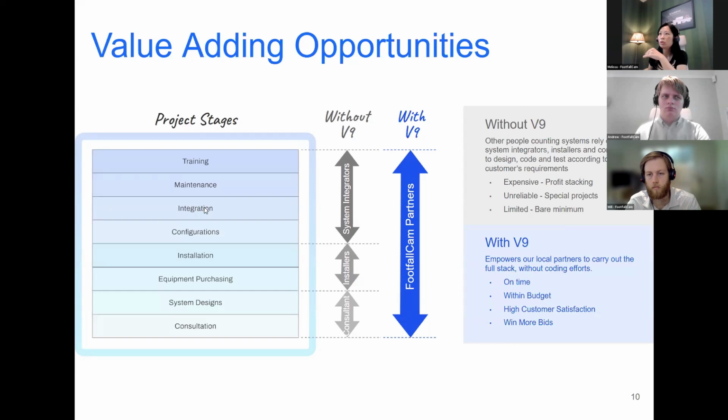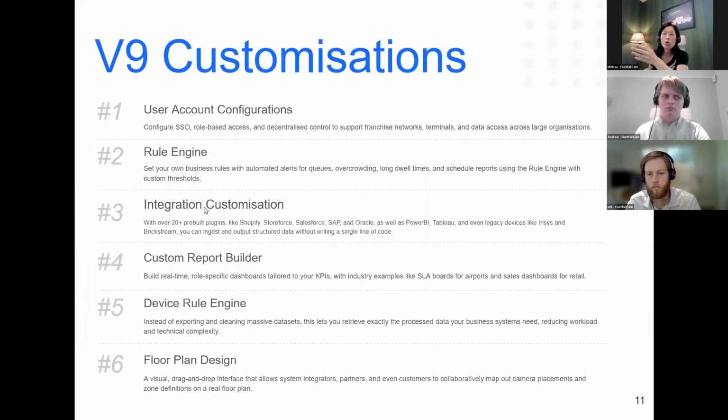So now let's look into the customization. These are all the things that we can do. I'll go through them one by one. These are the key features that make V9 highly customizable, advanced, and suitable for supporting complex environments like franchises, multinational business units, and international retail chains. So let's look at them one by one.